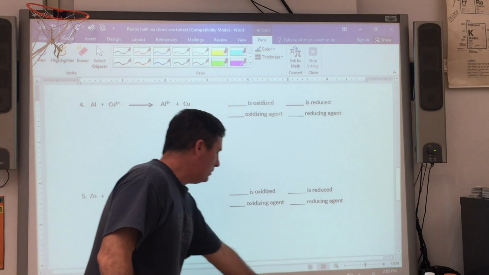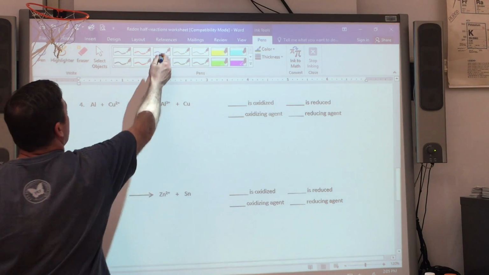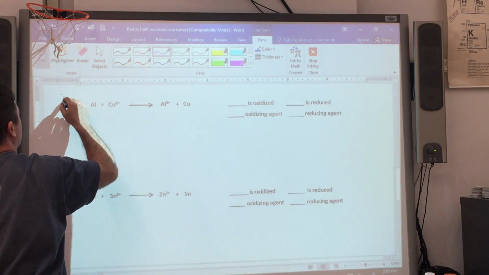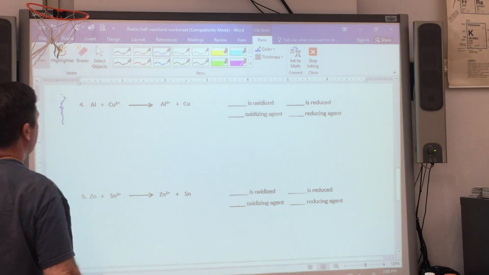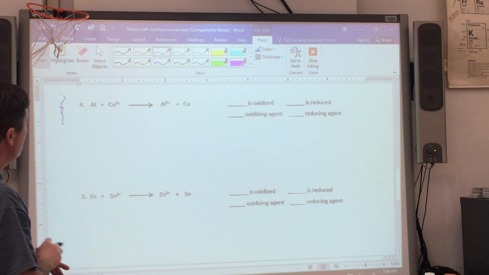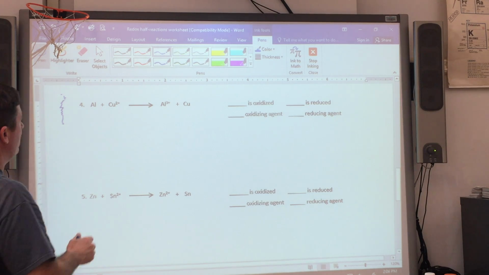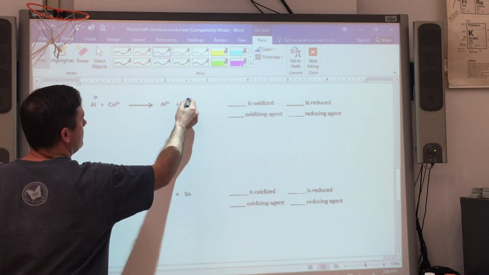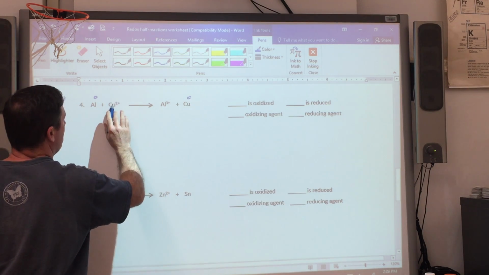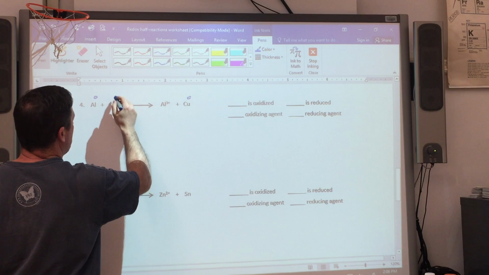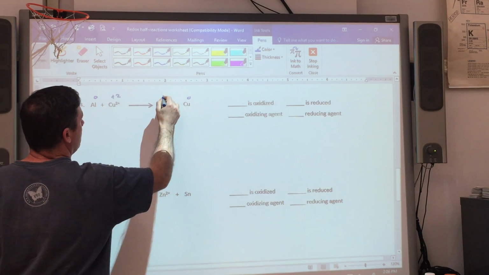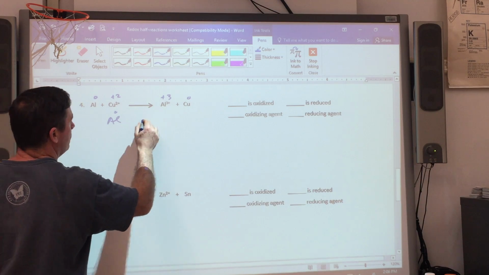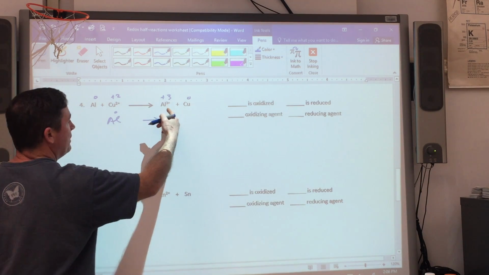You had 4 through 8. I'll do the first 2, and then we'll go from there. Anything by itself is 0. Anything monatomic ion is its same charge. Aluminum, 0, goes to a positive 3.